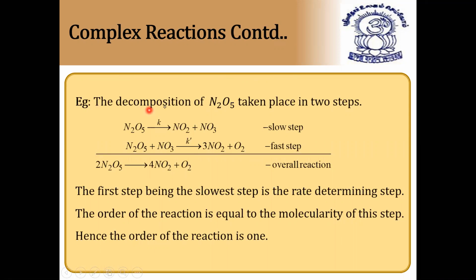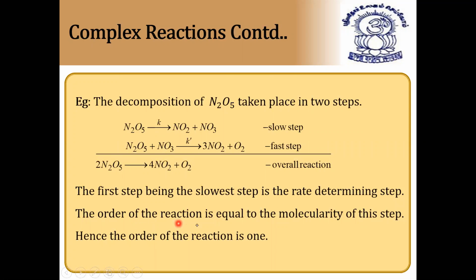Let us see now. The decomposition of N2O5 takes place in two steps. First step, the slowest step, N2O5 changes to NO2 plus NO3. And in the second step, this N2O5 further combines with NO3 and forms NO2 plus O2. So this is the fast step. The overall reaction is 2 N2O5 gives 4 NO2 plus O2. This reaction we already know. But in this, the slowest step is the first step, so it is the rate determining step.